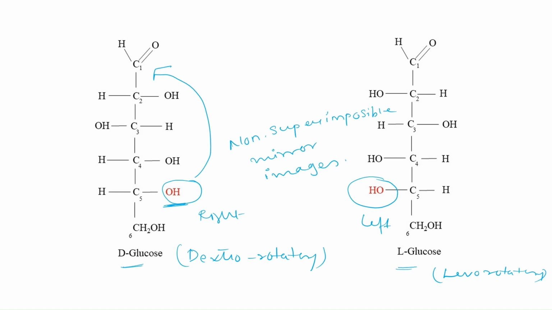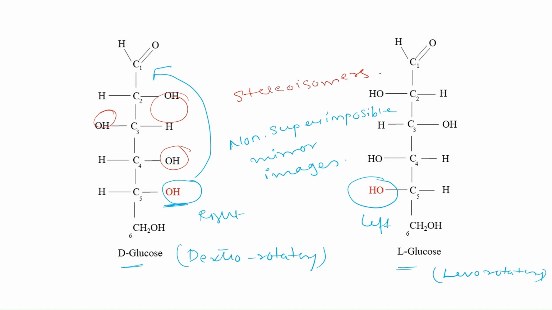Clear? The OH which is farthest from the functional group, whether that OH is present on the right hand side or on the left hand side, will determine whether it is a D form or L form. Clear? The rest of the OH groups, the third OH, the fourth OH, the second OH, don't matter for the D and L form. Which OH is important? The OH which is farthest from the functional group. If that OH is present on the right hand side, we call it a D form. If it is present on the left hand side, we call it an L form. Clear? These D form and L form are non-superimposable mirror images, which are also known as stereoisomers.